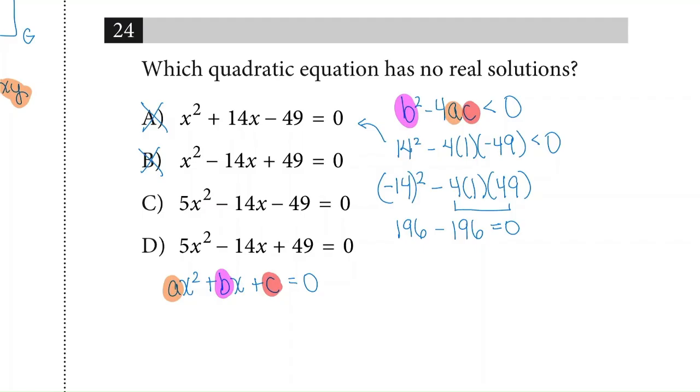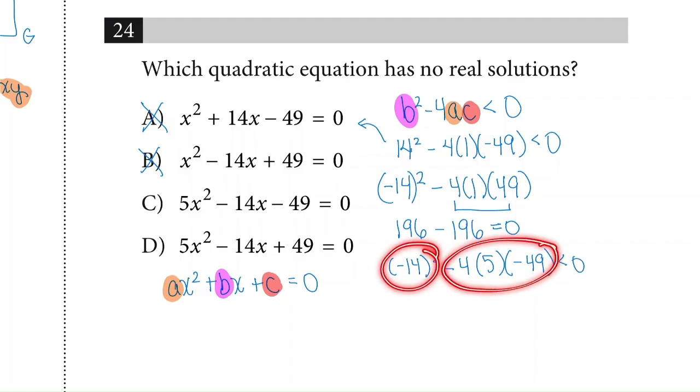Let's try the third option. Negative 14 squared minus 4 times 5 times negative 49. Again, we are going to have a positive result plus another result that's going to be something that's greater than 0. So option C is not it. It has to be option D.